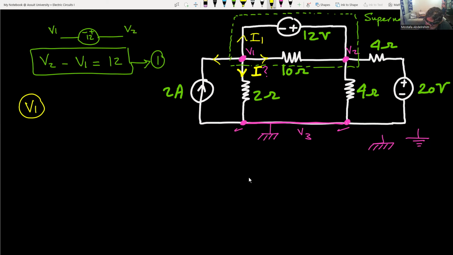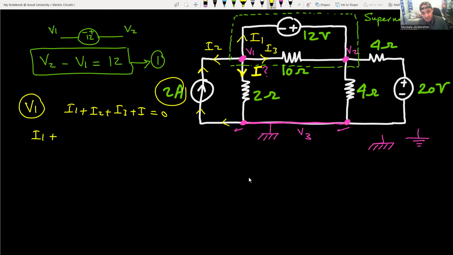I'm going to leave I1 for a second. We're going to go back to it after a minute or so. What is I2? This branch here has, on the left, a current source. So the current in this branch going like that is equal to 2 amperes. And I2 is going the opposite way, so it's minus 2.